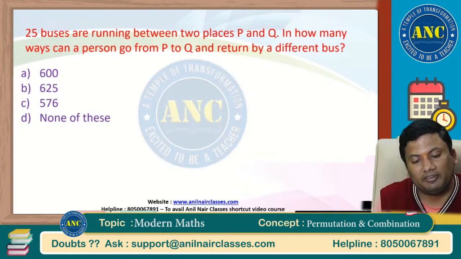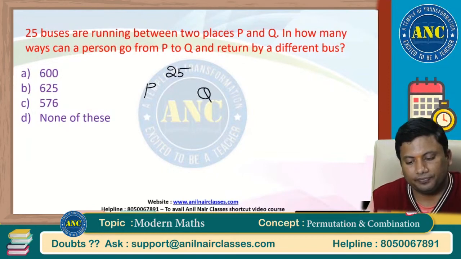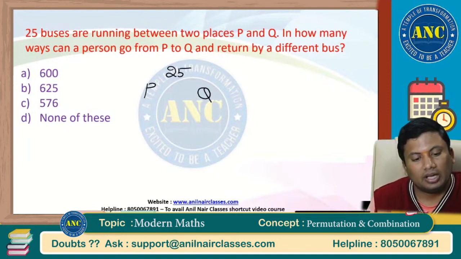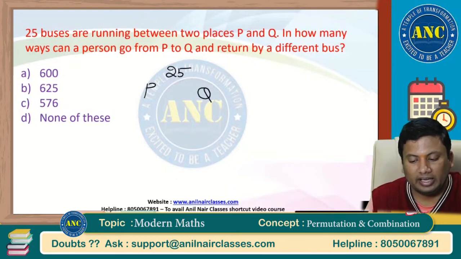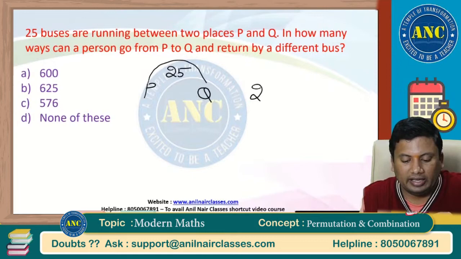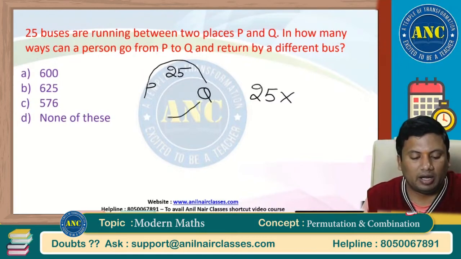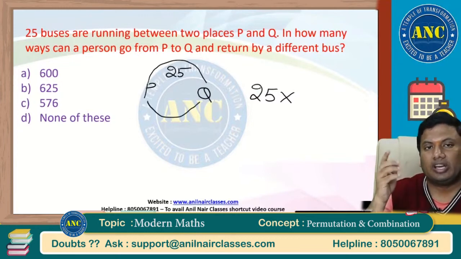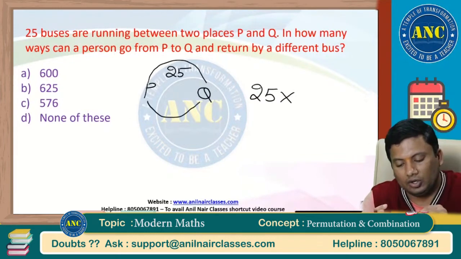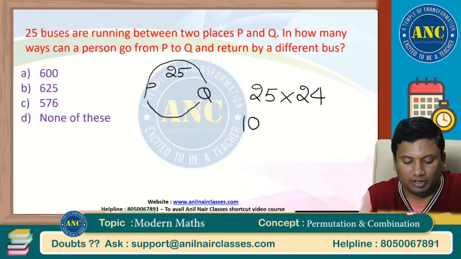There are 25 buses running between places P and Q. In how many ways can a person go from P to Q and return by a different bus? If he is going from P to Q, he can take any one out of the 25 buses. While coming, the bus which he took, he cannot take it. So remaining 24 buses are there. So 25 into 24.